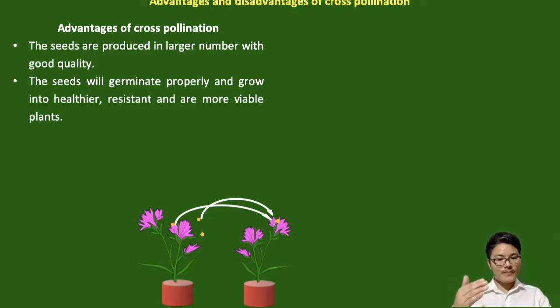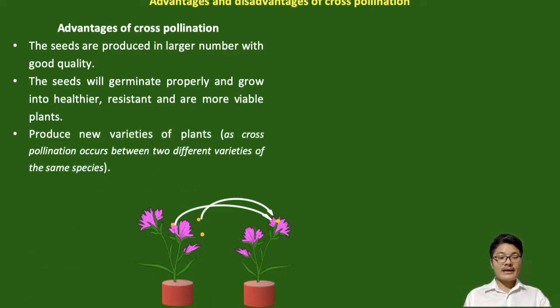The plants will be surviving for a longer duration. Along with that, there is production of new varieties of plants if the cross-pollination is occurring. So different varieties of the plants are produced after cross-pollination occurs, mainly because the cross-pollination is occurring between two different plants of the same species.